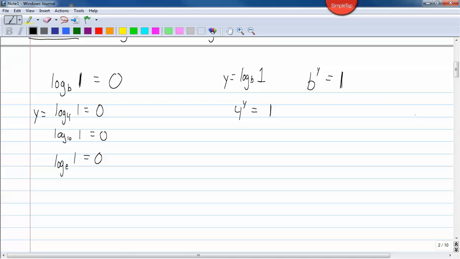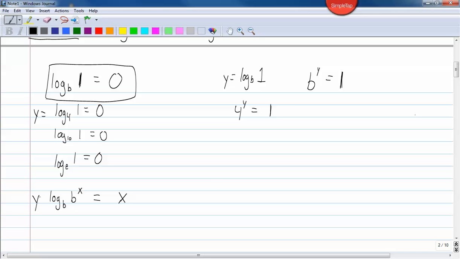Alright, so this is one property. Log base b of b to the x. That's always going to be equal to x. So if the base of the logarithm and the base of the number, if those both are the same, then the answer is the power. Okay, so you may say, well, why? I gotta know why. And that's okay. It's good to know why.